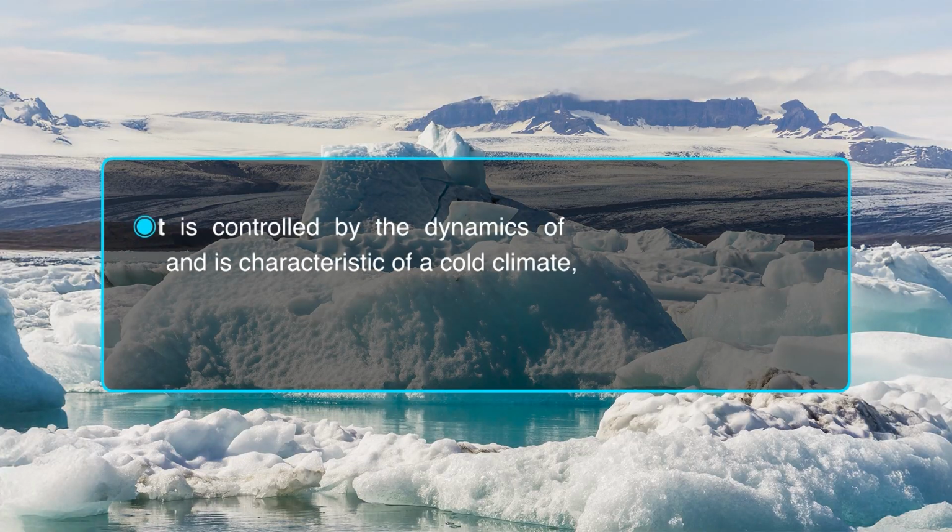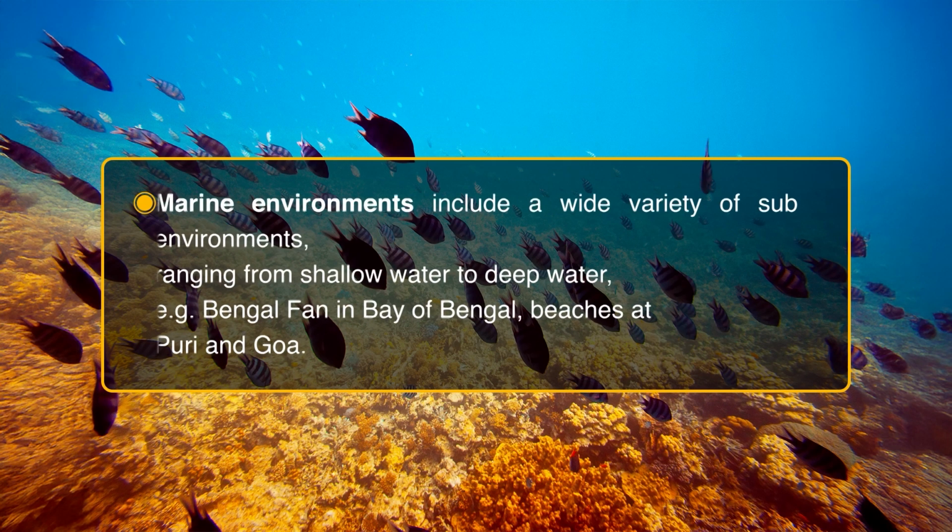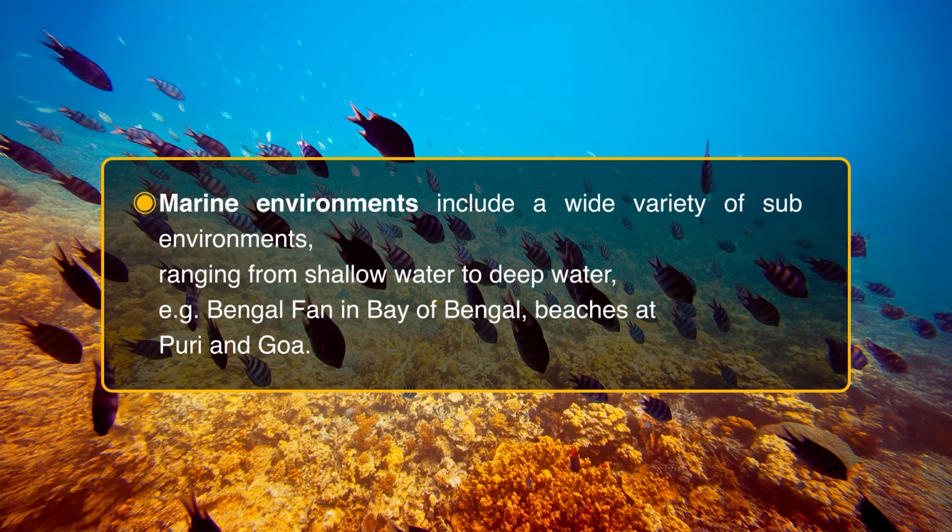Then coming to the glacier environment, it is controlled by the dynamics of moving masses of ice and is characteristic of a cold climate. And the marine environment includes a variety of sub-environments ranging from shallow water to deep water, like the Bengal Fan in the Bay of Bengal and the beaches at various places across India.